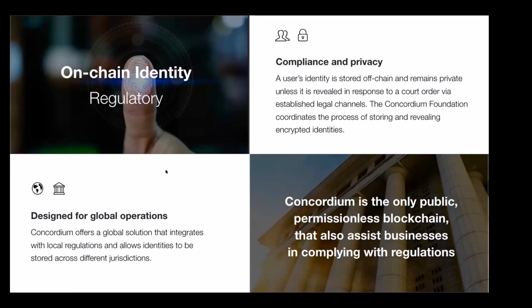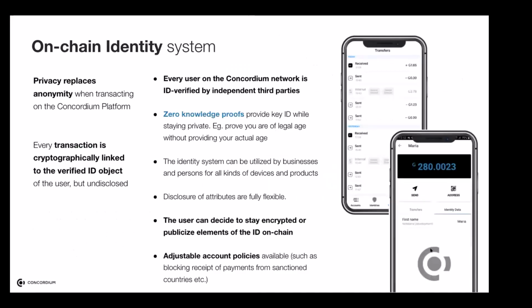And of course, such a blockchain is designed for global operations, because a big barrier to entry for different businesses and enterprises is a lot of regulatory roadblocks and things like that. By using Concordium, you actually get to apply the true freedom of public blockchains and decentralization. And it's easier for you to operate across various different jurisdictions because you're regulatory compliant. And mind you, Concordium is the only public blockchain which is permissionless and also complies with regulations.